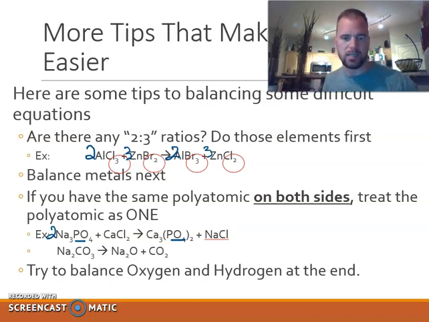Unlike in this example here, carbonate right here, do you have carbonate on the product side? No, you don't. And so in that case, you'd have to split up carbon and oxygen. And then finally, try to keep oxygen and hydrogen to the very end, I find, because they'll usually balance themselves out.